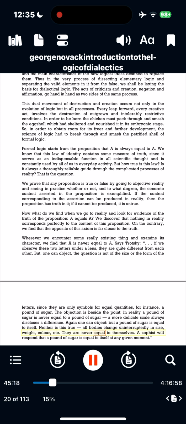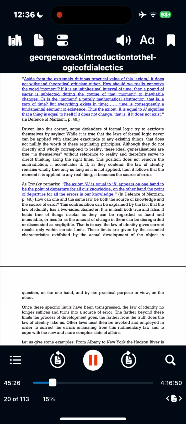They are never equal to themselves. A sophist will respond that a pound of sugar is equal to itself at any given moment. Aside from the extremely dubious practical value of this axiom, it does not withstand theoretical criticism either. How should we really conceive the word moment? If it is an infinitesimal interval of time, then a pound of sugar is subjected during the course of that moment to inevitable changes. Or is the moment a purely mathematical abstraction, that is, a zero of time?